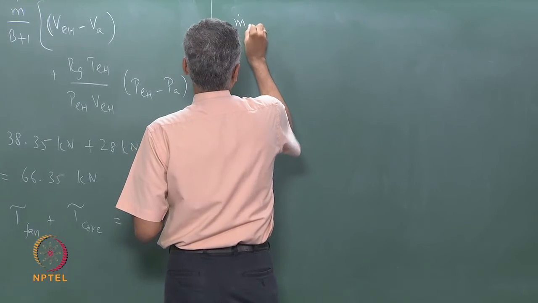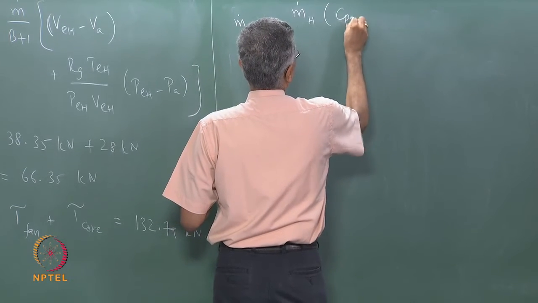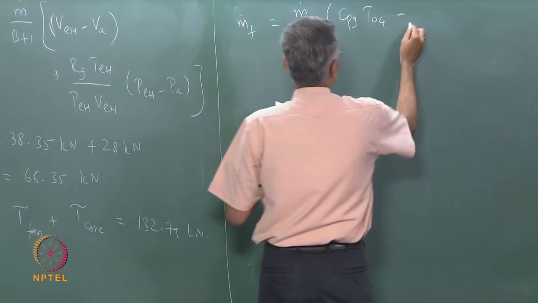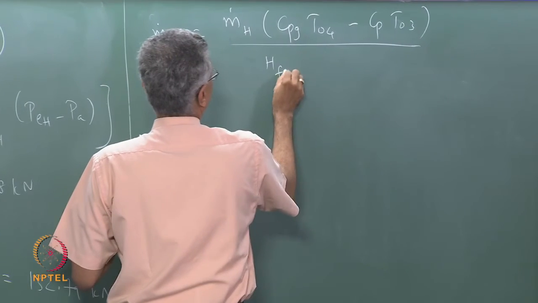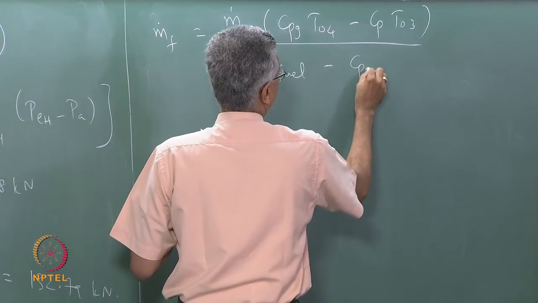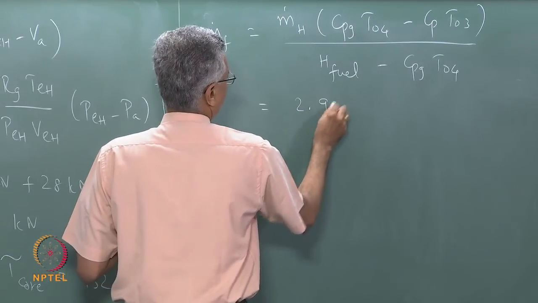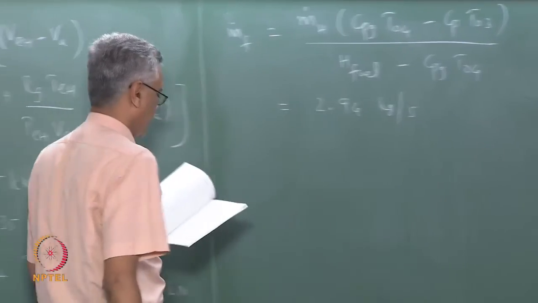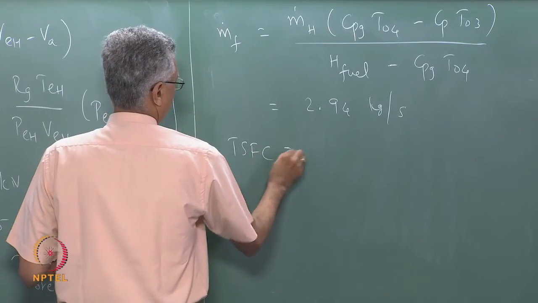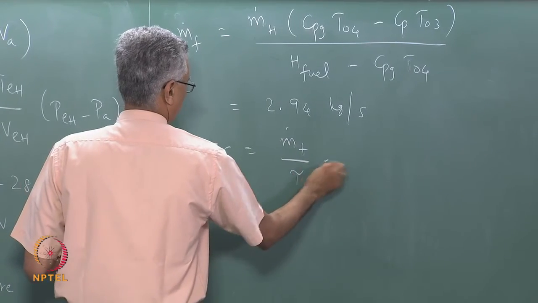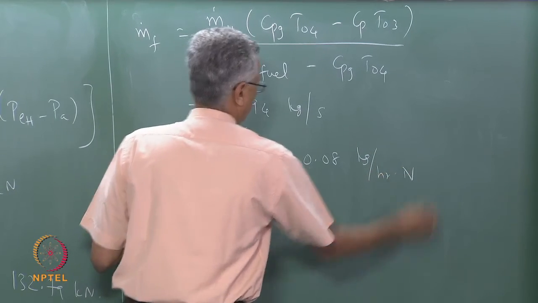So the mass flow rate of fuel, m dot f, can be evaluated as m dot h times (CpG T04 minus Cp times T03) divided by (h fuel minus CpG times T04). And if I substitute the numbers, I get this to be 2.94 kg per second. And the TSFC, m dot f over total thrust, works out to be about 0.08 kilogram per hour Newton.